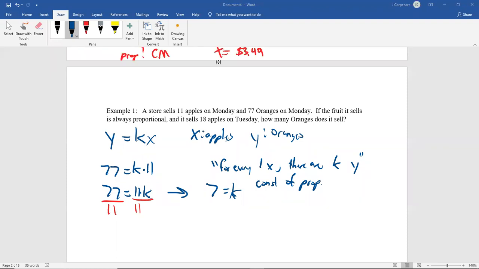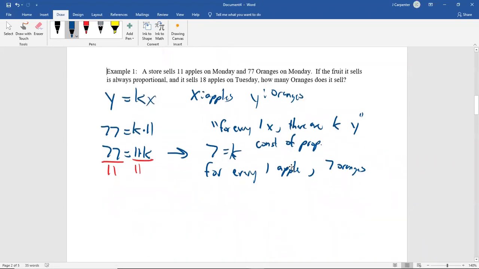All right, so again, for every one of the X item, there's the K, that number of the Y item. So more specifically, we're saying for every one apple sold, they sell 7 oranges. So if there were 2 apples sold, that means 14 oranges. If there were 3 apples, 21 oranges. If there were 4 apples, 28 oranges. You can actually roll through multiples of 1 very quickly with that idea. You just keep adding 7, keep adding 7, keep adding 7.